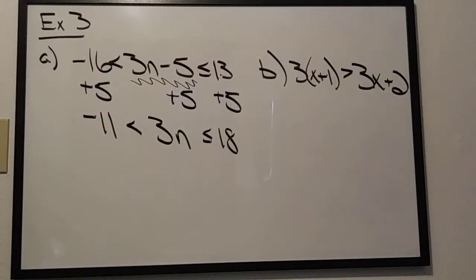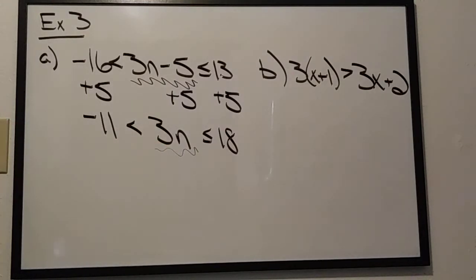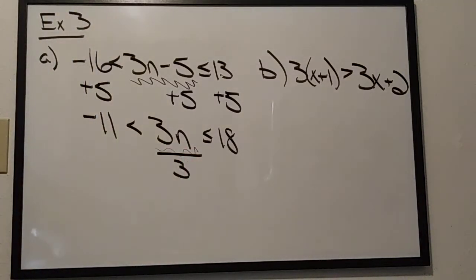Next, again, focus your attention on the part that has the variable, the middle part. The 3 and the n are connected by multiplication, and because they're connected by multiplication, I need to divide by 3. Now, because we're in inequality land, I need to be careful about dividing by things. If I divide by a negative, I remember that I have to flip all my inequality symbols.